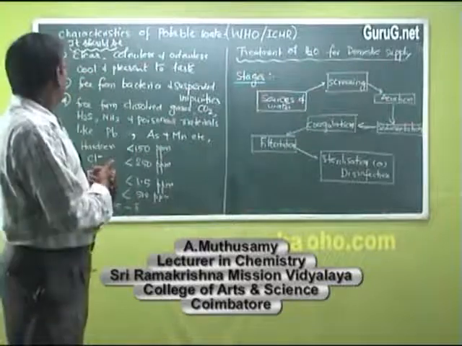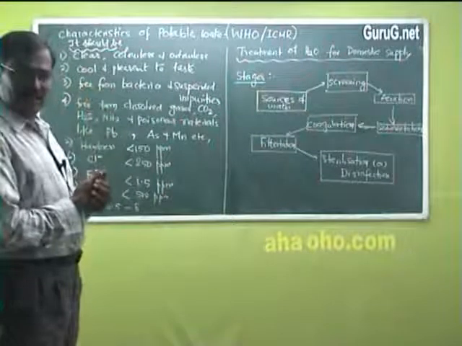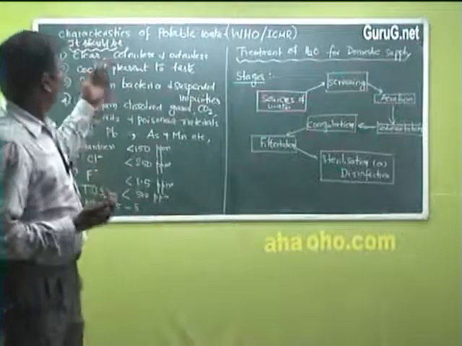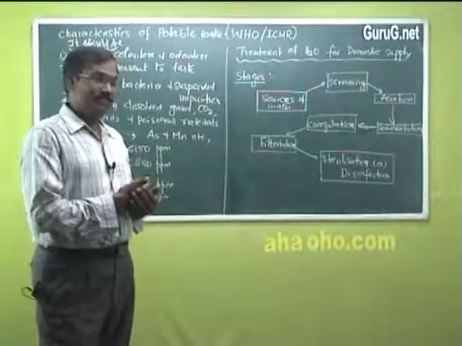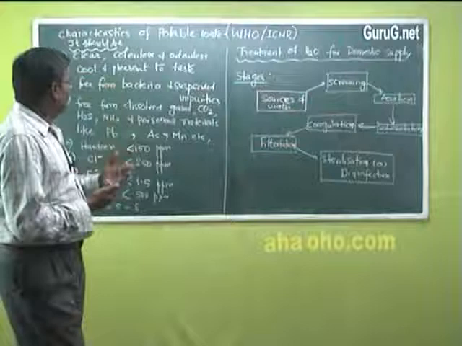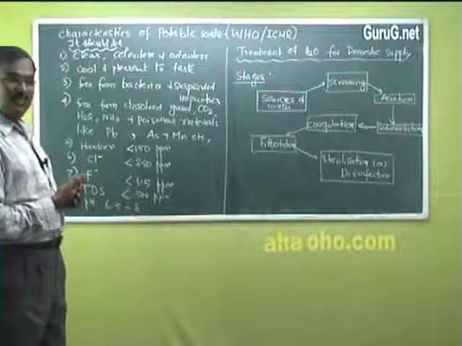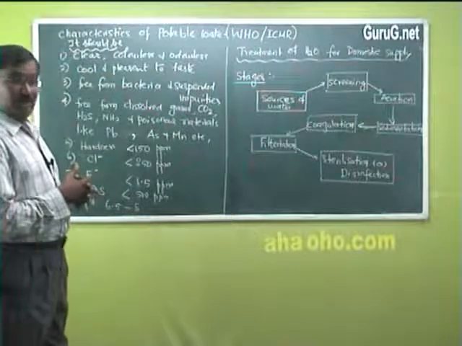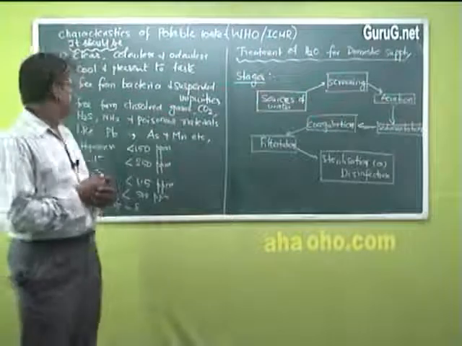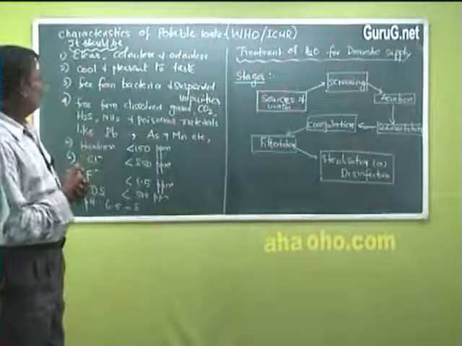So a list of characteristic parameters should be possessed by potable water, that is, water supplied for domestic purposes, which are prescribed by WHO and ICMR. The water should be clear, optically clear. It should be colorless, odorless, cool, and pleasant to taste. The temperature is very important for water. It should be free from bacteria and suspended impurities, which are very important for a good potable water.